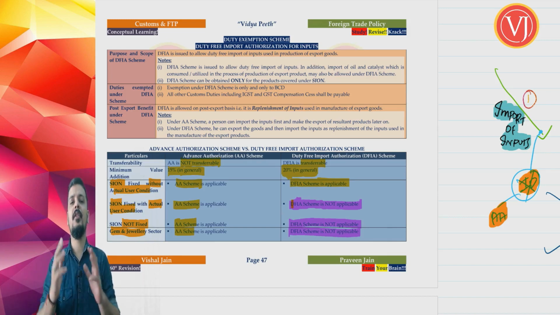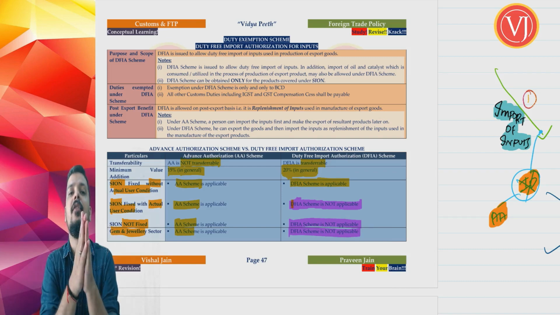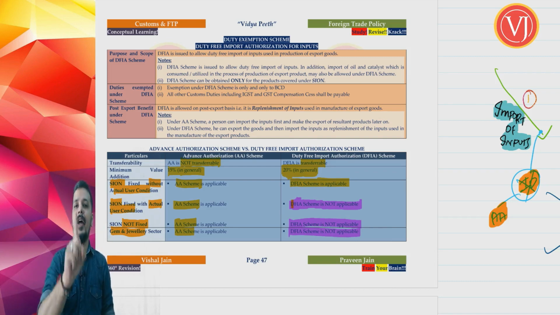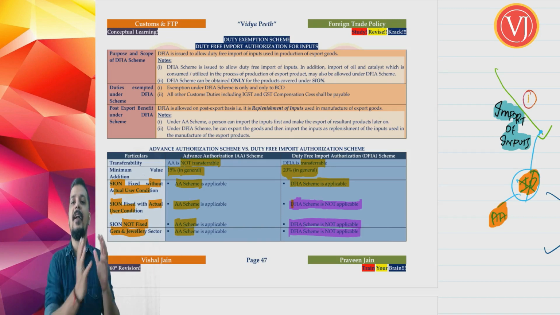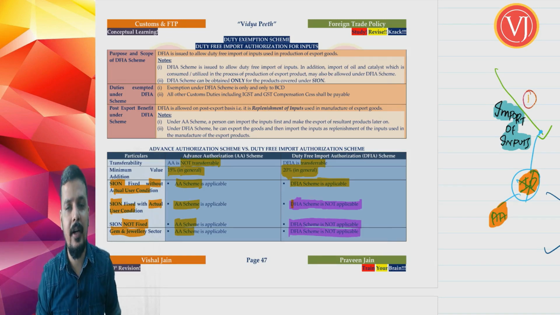Now advance authorization is very broad. It is available whether there is standard input output norms with actual user condition or without actual user condition, or no standard input output norms. It is available for your gems and jewelry sector, for other sectors. Whereas your duty free import authorization is available only and only if there is standard input output norms, there is no actual user condition, and you're not talking about gems and jewelry sector. For other sectors it is available, when there is standard input output norms plus when there is no actual user condition.